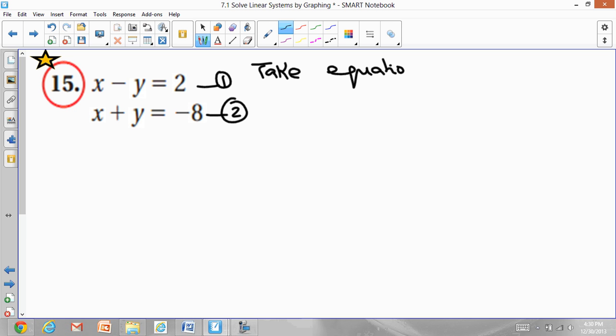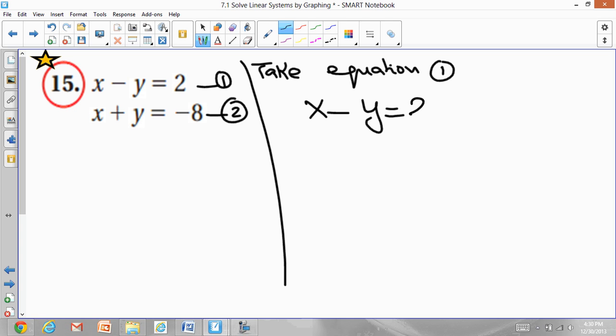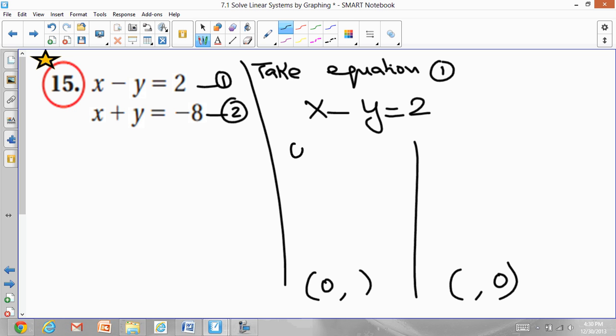Take equation number 1. So you've got x minus y equals 2. I'm going to use the x-intercept and the y-intercept. So I'm going to substitute 0 for x and find y, and I'm going to substitute 0 for y and find x. So when I substitute my x as 0, it's going to become 0 minus y is equal to 2. So minus y is equal to 2, so y is equal to negative 2. So it's going to give me negative 2.